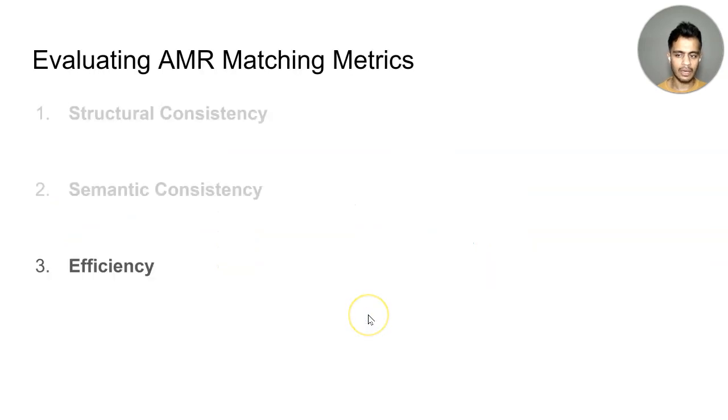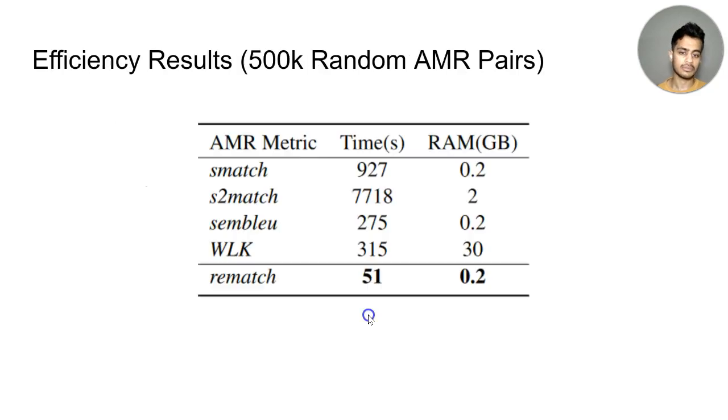The last property that we want to evaluate for AMR metrics is efficiency. And here are the results. These are the results for a random sample of 500,000 AMR pairs, and we use all the metrics to record the total time taken and the total RAM used. We find that Rematch takes only 51 seconds and only 0.2 gigabytes of memory. This is 5 times faster than the next fastest metric, which is SemBlue.